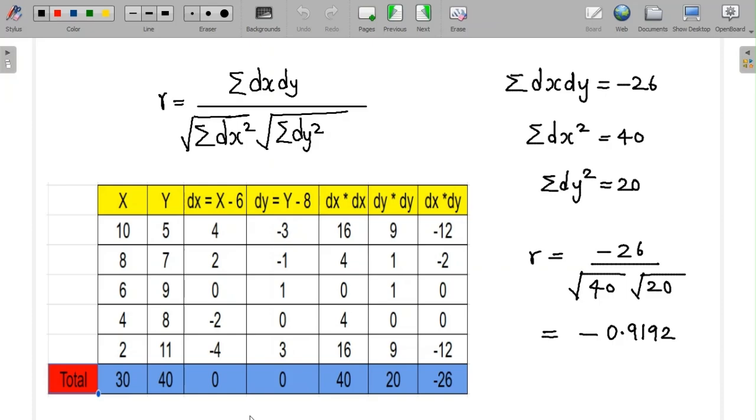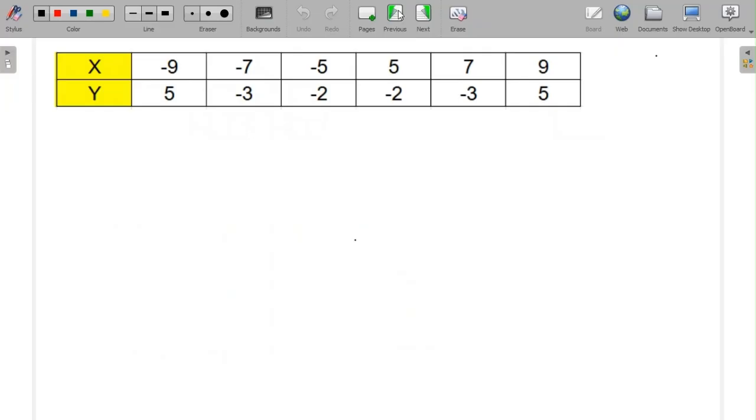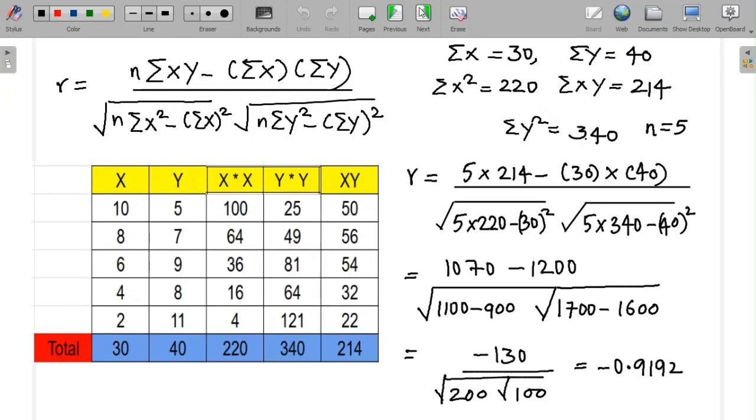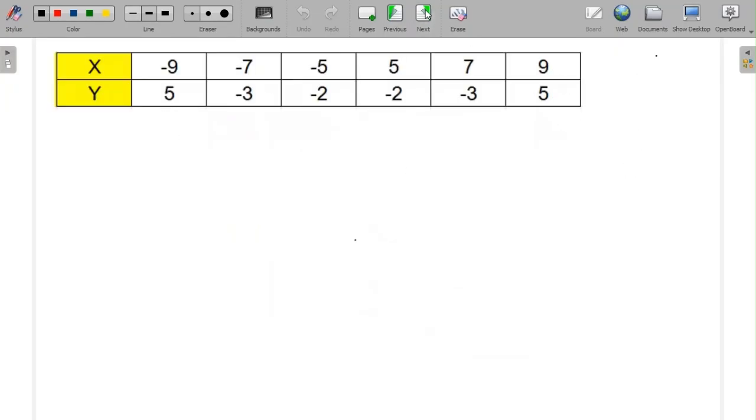So that gives us dy. We find the squares of dy. We find the square of dx. We find the product of dx and dy. And use them in the formula. We get the same answer, negative 0.9192. So in both cases, the answers are the same, which means we have done them correctly.